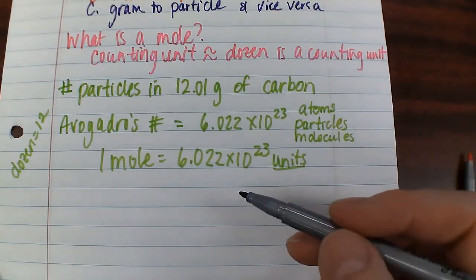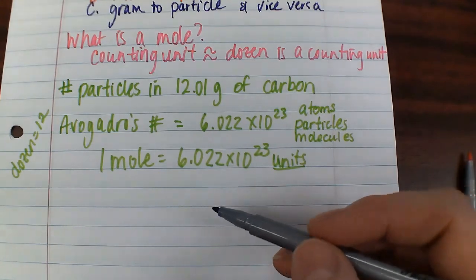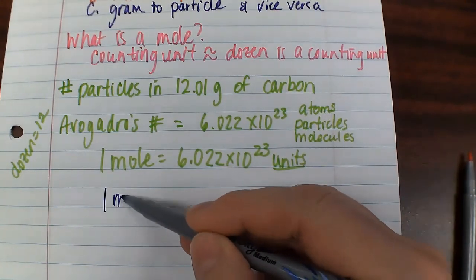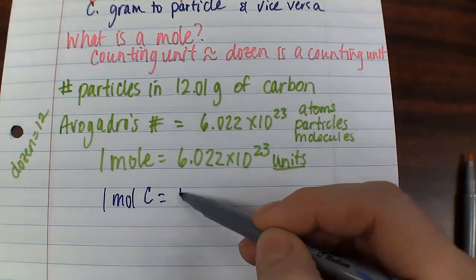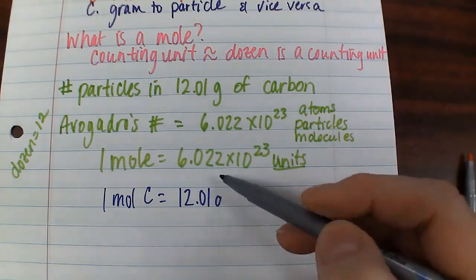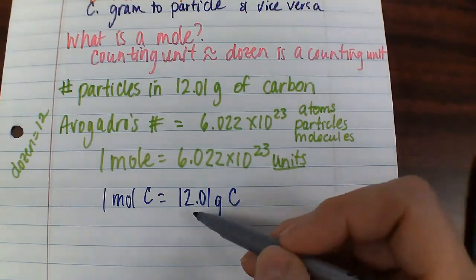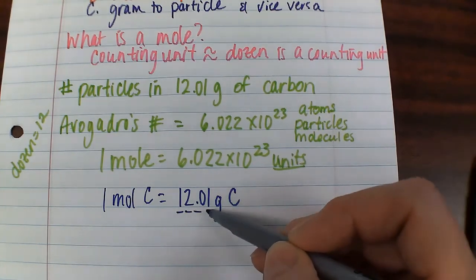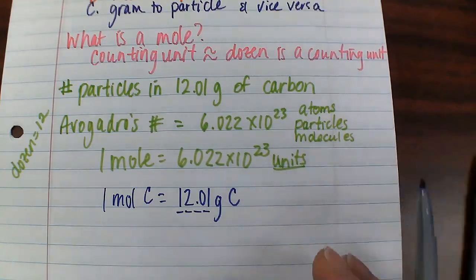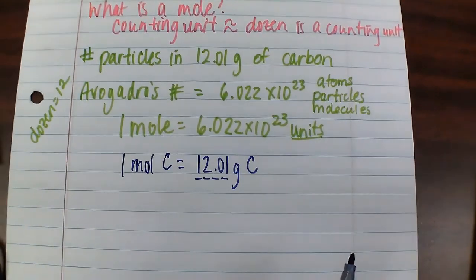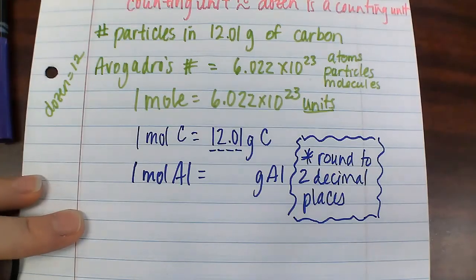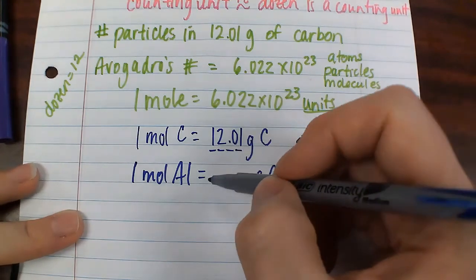So, if 1 mole of carbon is equal to 12.01 grams of carbon, where did this number come from? Any guesses? We're going to round these to 2 decimal places. So 1 mole of aluminum is equal to how many grams of aluminum, according to our periodic table?